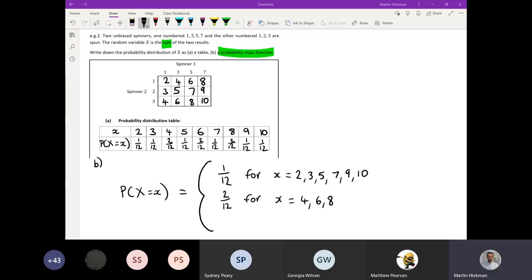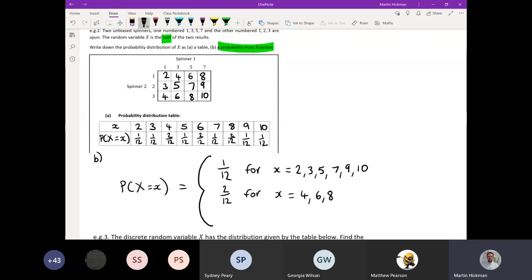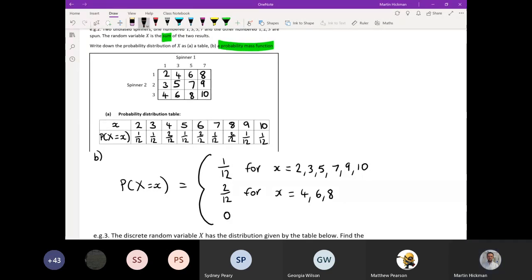So just give you a moment to have a think about that. Yep, excellent, Tilly. Okay, so yeah, we need to talk about when the probability is 0. Not just for x equals 1, but generally for all other values, we need to say that we get 0 otherwise.